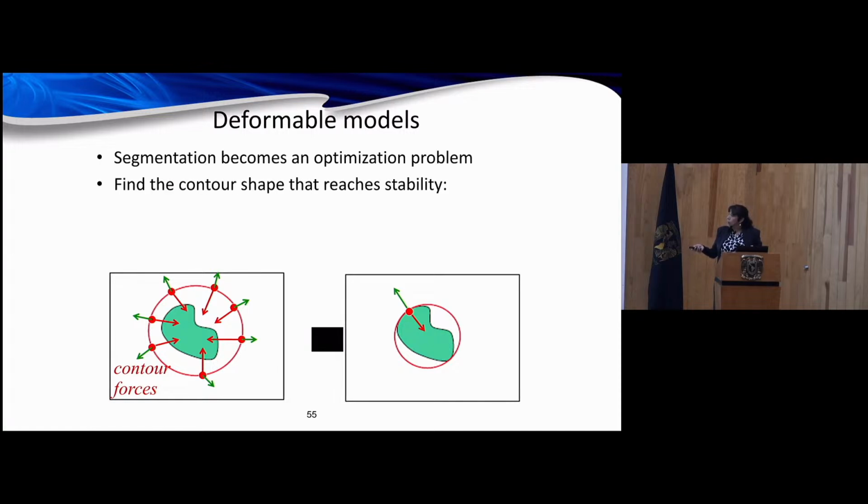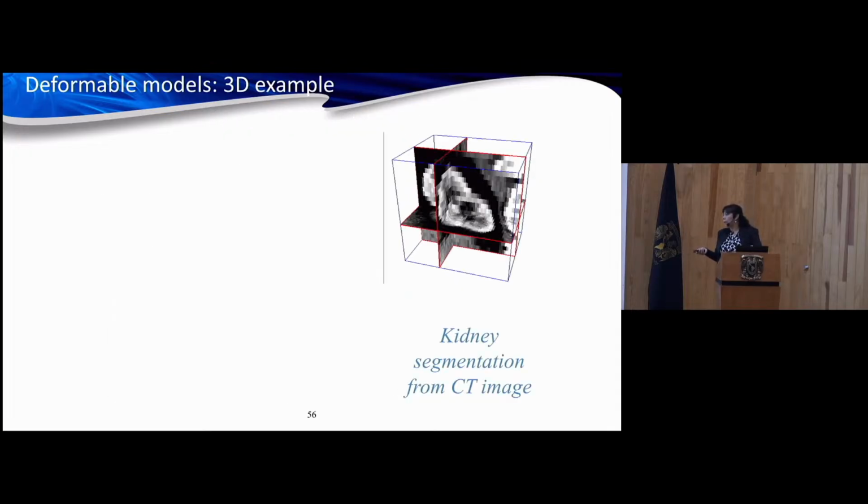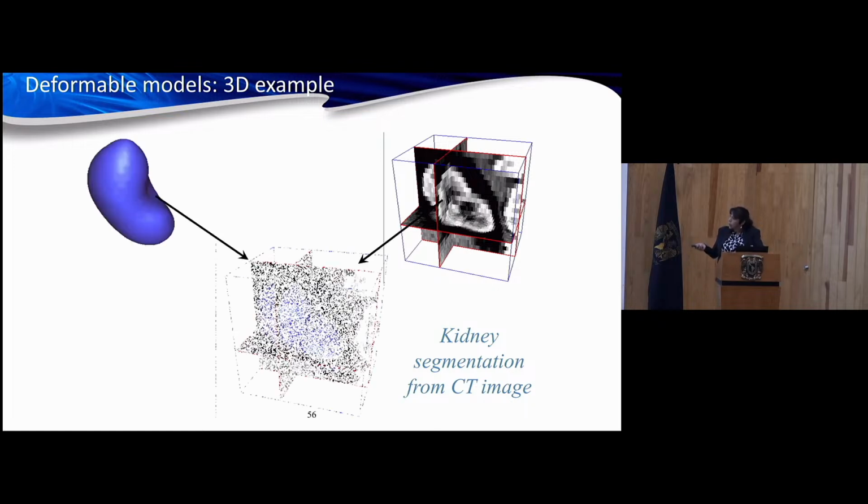So these deformable contours find a shape in a way that takes into account external and internal forces of the image. And it usually takes advantage of the borders or derivative. And these deformable models can have, for example, this is a kidney, a 3D kidney taken from a CT image.